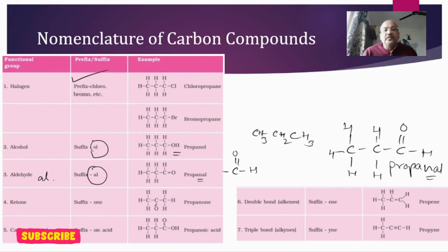Then you have ketone. Ketone we have already seen. You see the functional group, and you know that it is like this. So on both sides carbon will be there.